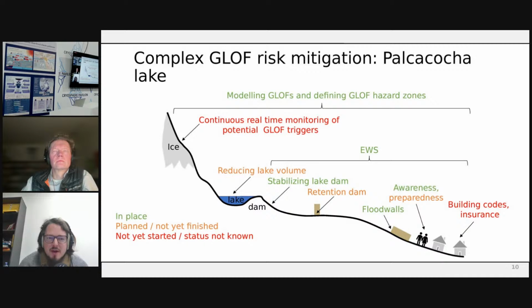So what's the situation now? In green color, those are the measures that are in place. So the dam has been stabilized, some flood walls have been constructed, we have an early warning system, an awareness campaign, and we know our flood hazard zones. What is planned is the reducing of lake volume. The construction of retention dams in the valley is also planned. And what is not yet started is a continuous monitoring of potential flood triggers. And the status is not known for building codes and insurance.